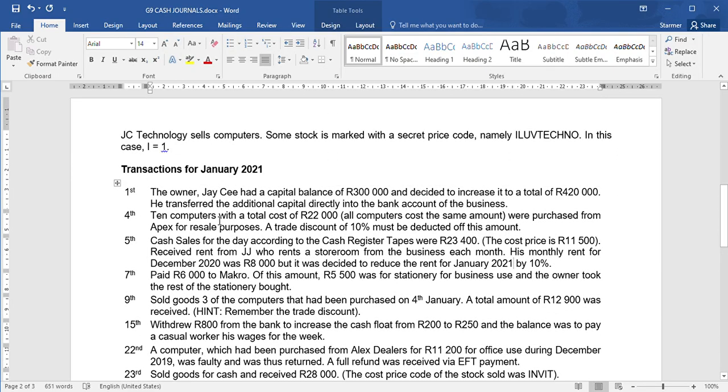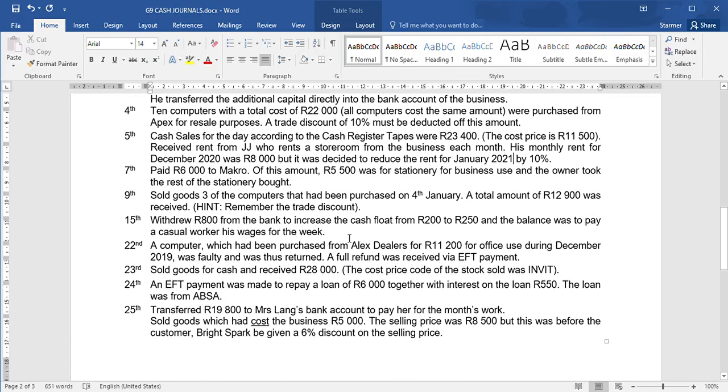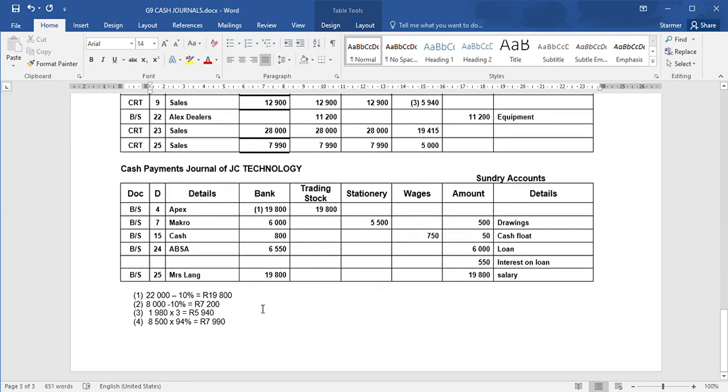Okay, the next transaction: 10 computers with a total cost of 22,000, all costing the same amount, were purchased from Apex for resale purposes. So in other words, we're talking about trading stock, and they tell you that you get a trade discount. Okay, to calculate the amount you need to use here, you take the 22,000 and you subtract 10%, and that gives you 19,800. This transaction here, that's the amount you record under the bank as well as under trading stock. You'll notice here sundry account stays empty because there is a trading stock column.